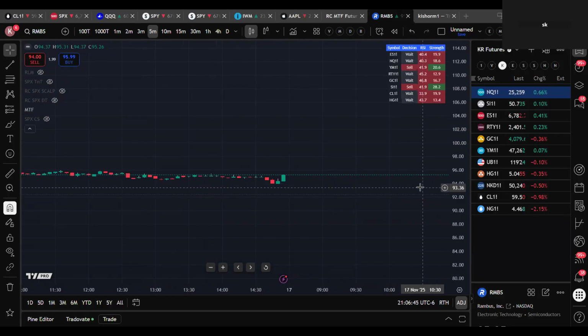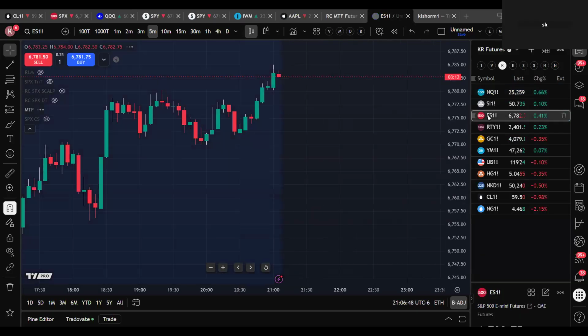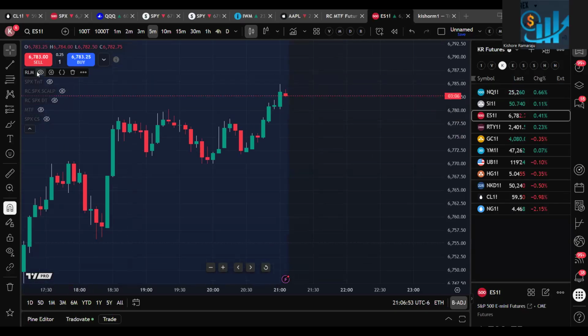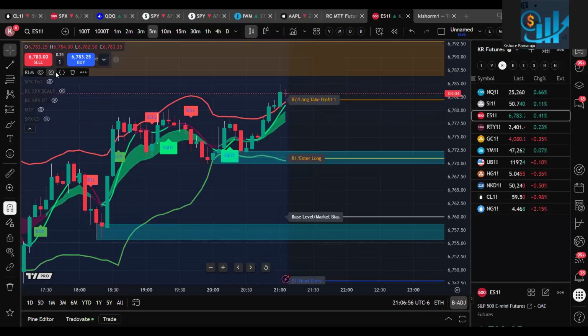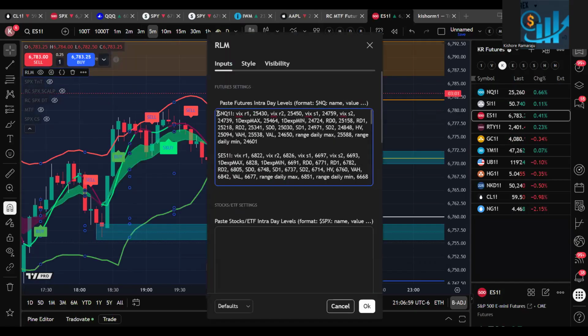So how do I get those support and resistance levels, R2, R8, the different levels? Okay, every day morning I share a notepad file with all the levels for the day. You have to click on the settings and go to FLM or RLM or SLM. If it is RLM, you can copy both stocks and futures levels here. If it is FLM, you just paste the futures levels. If it is SLM, you paste only the stocks levels. RLM is a combo of FLM and SLM.